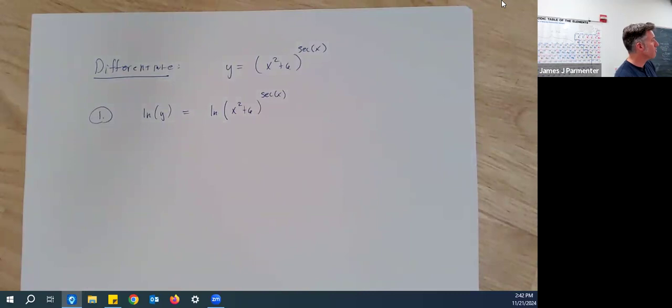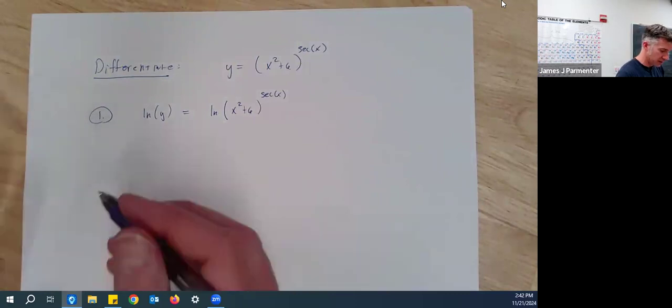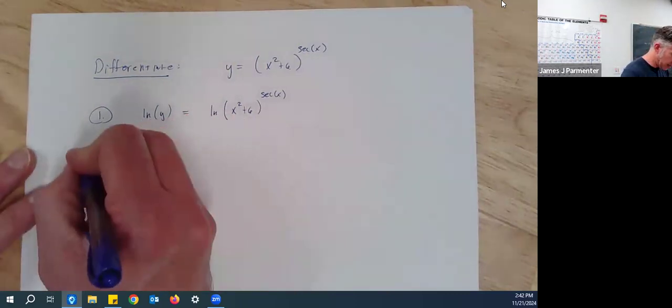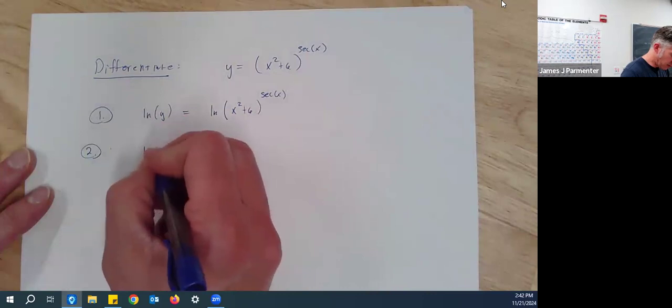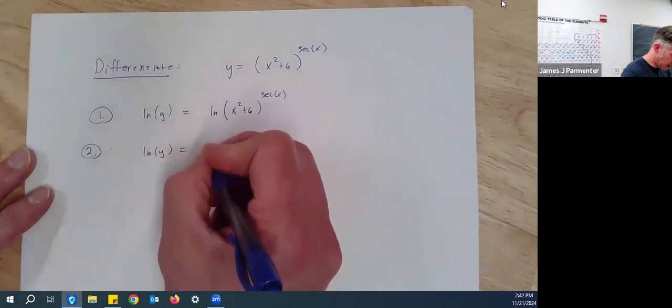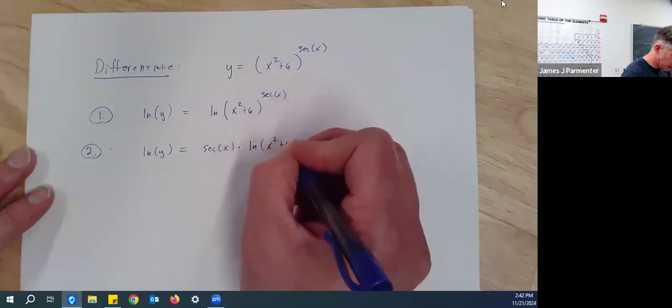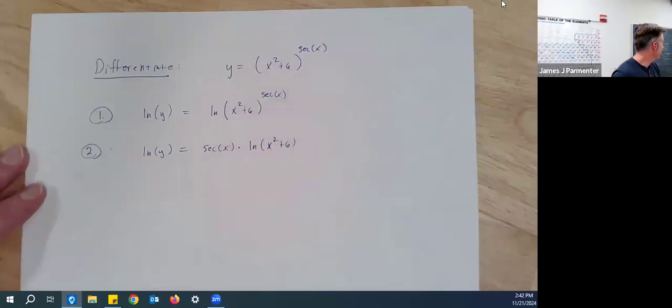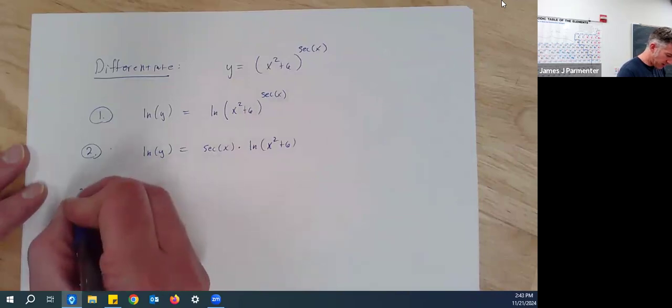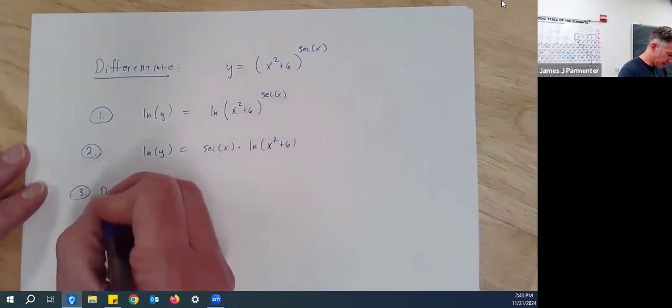The reason we've done that is so that we can get that secant of x out of the exponent. I want to bring that down in front using those log rules. So we're going to rewrite this as the natural log of y equals secant of x times the natural log of x squared plus 6. After that, we're going to differentiate both sides.